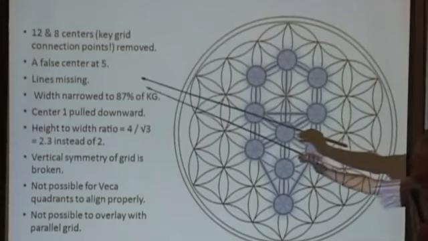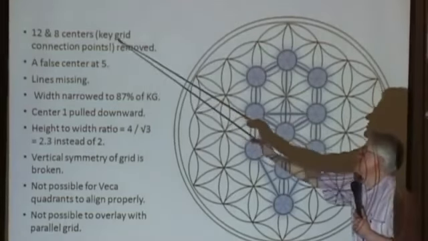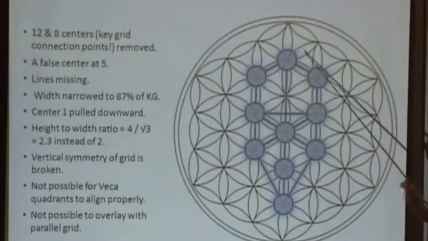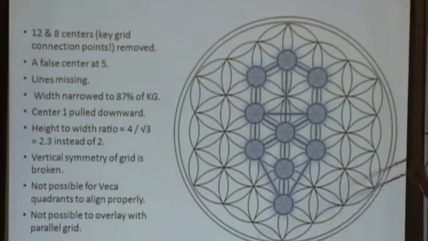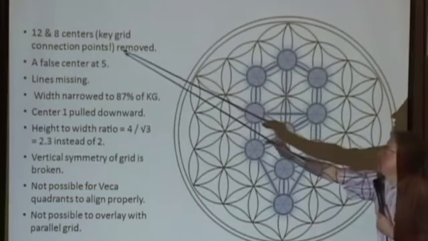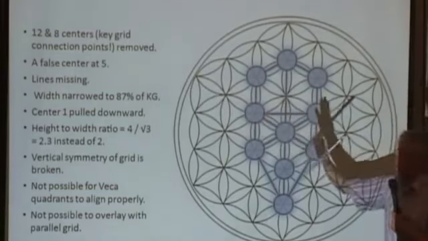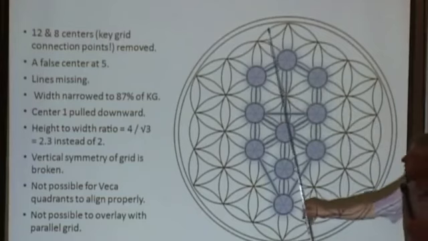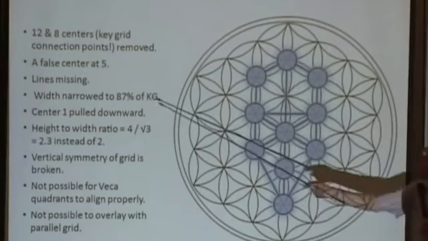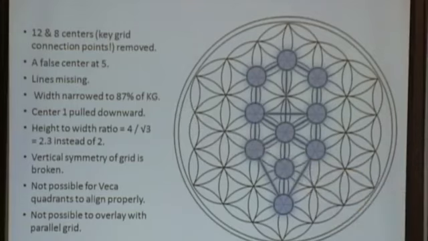So effectively the 12 and the 8 centers are removed, and these are the key grid connection points. The 12 is what connects to the next level up in cosmic structure, and the 8 is the galactic core, a very important connection point within the Katara grid. So we see that the 8 and the 12 centers are afflicted and removed. We see the false center at 5, and we have various lines missing. The width of the grid is narrowed to 87% of the proper width of the Katara grid.